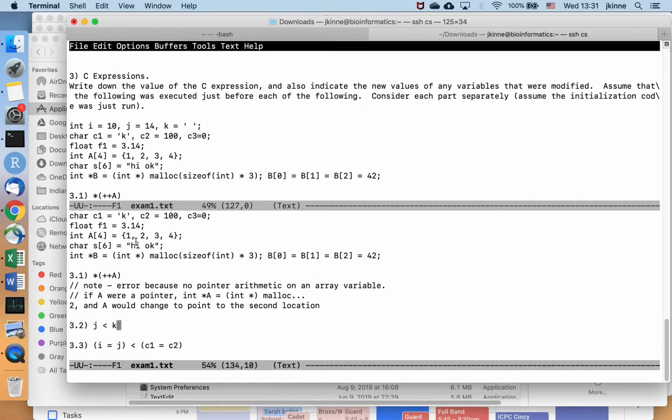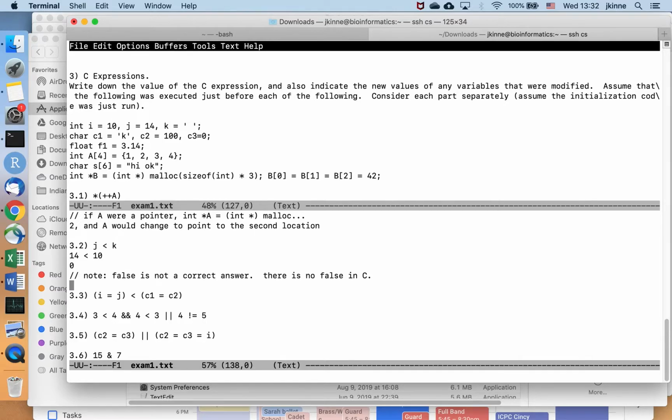All right, J less than K. J is 14, so let's just evaluate these things. So J is 14, and is 14 less than space? As an integer, we've seen that space is 10. Is 14 less than 10? 0. Note, false is not a correct answer. There is no false in C. Okay, so I was being kind of picky here.